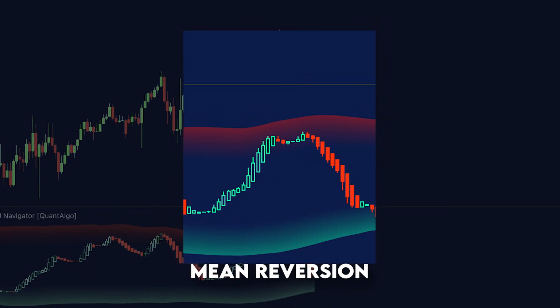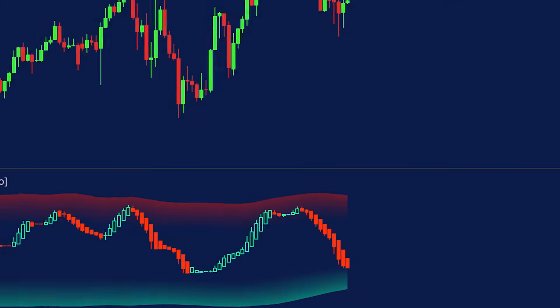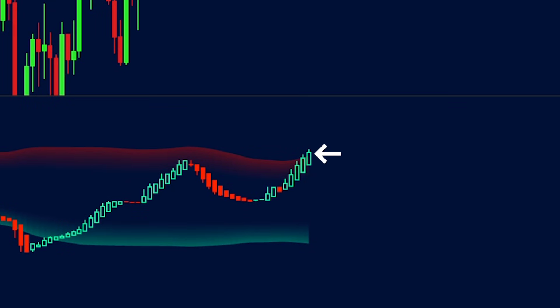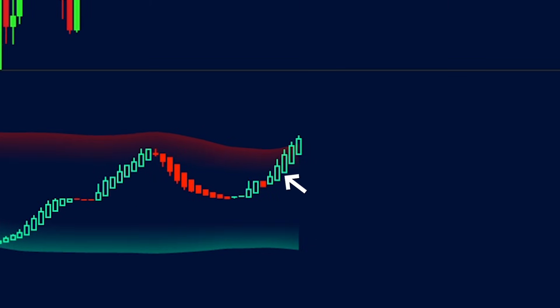Strategy 2 is mean reversion from the bands. This strategy exploits the Gaussian distribution principle. That is, prices that reach statistical extremes tend to revert to the mean. Watch for price action in the upper band zone. This area indicates elevated trend strength, essentially overbought conditions in probabilistic terms.